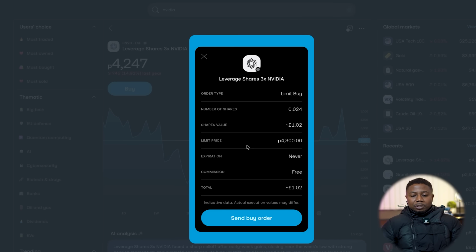So what this is now going to do is to find a stock or shares of that asset, but anything beyond the price limit you set, it will not execute. It will only find something either on that price set or below. Now, if the price shoots up and it's say 5,000 pence, it simply won't execute.